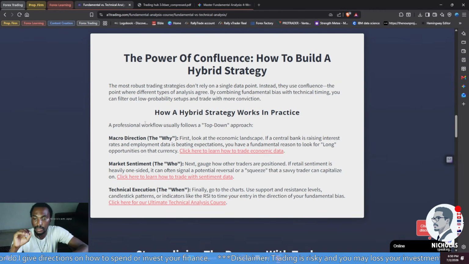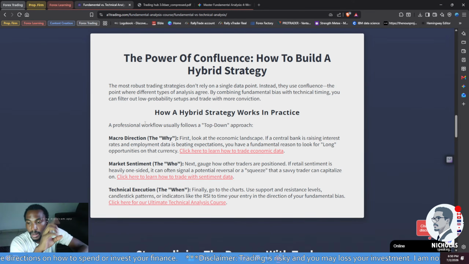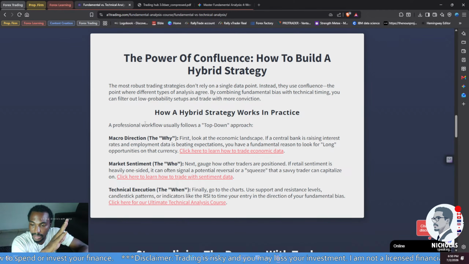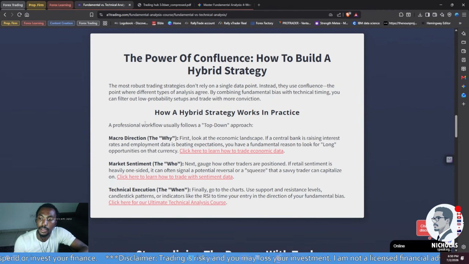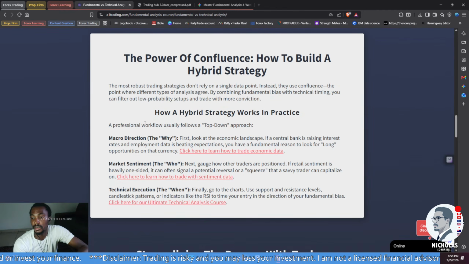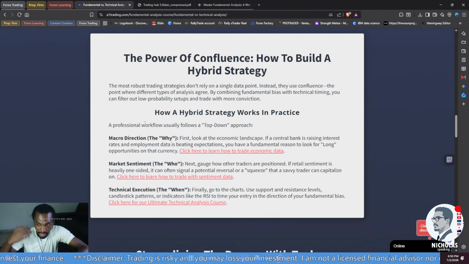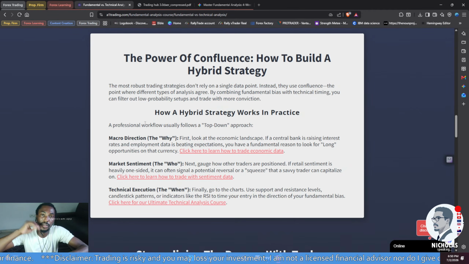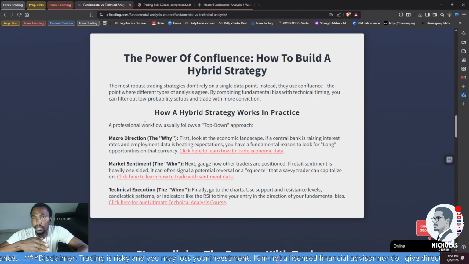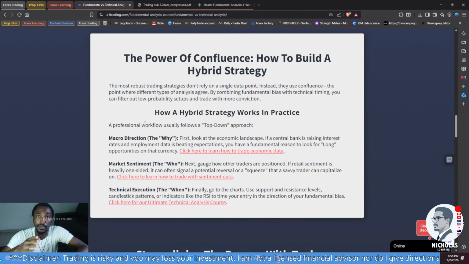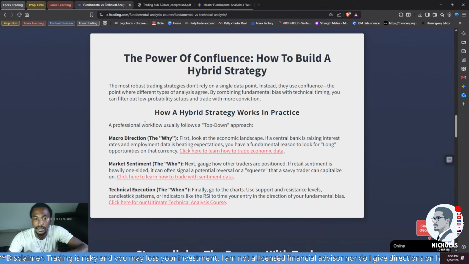It also says market sentiment. The who. There's the why, the who, and the when. The who is next: gauge how other traders are positioned. If retail sentiment is heavily one-sided, it can often signal a potential reversal or a squeeze that a savvy trader can capitalize on, right? So if the retail data comes out and everybody in the retail space is, should I say, shorting a particular asset, there's a high tendency that that asset is about to gain value.